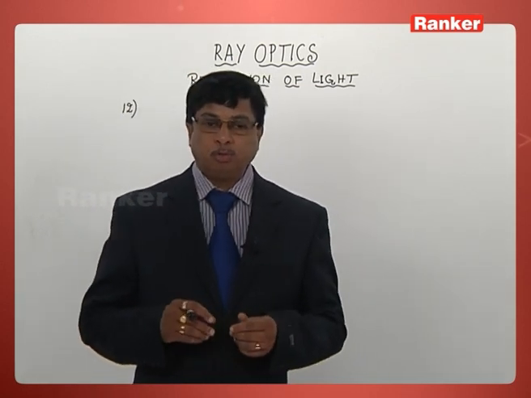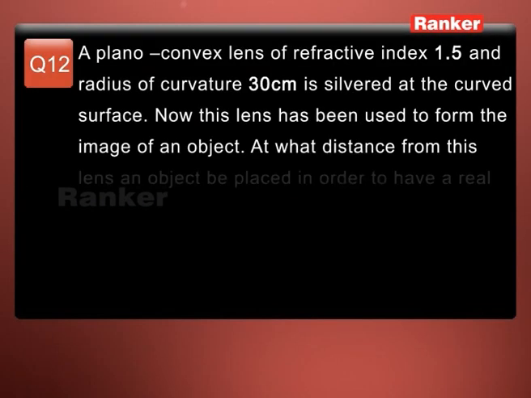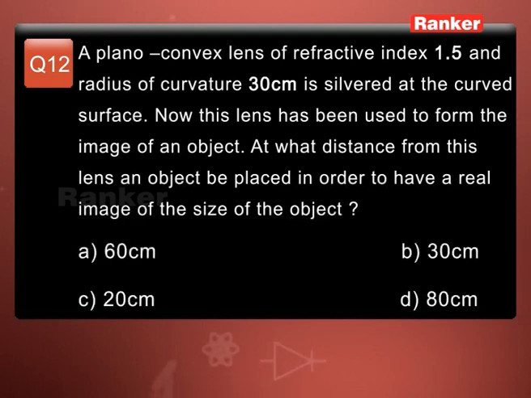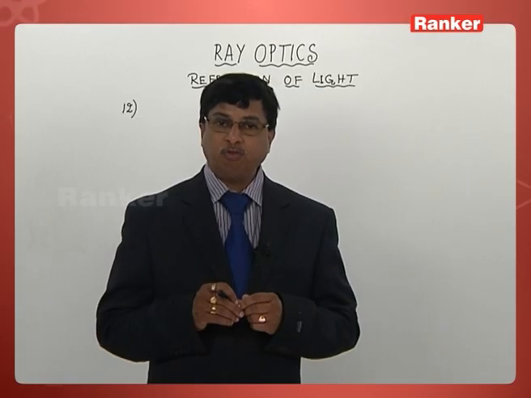Let us switch over to problem number 12. A plano-convex lens of refractive index 1.5 and radius of curvature 30 cm is silvered at the curved surface. Now, this lens has been used to form the image of an object. At what distance from this lens should an object be placed in order to have a real image of the size of the object? Real image is supposed to be formed. Size of the image is supposed to be equal to the size of the object. When will that be possible?